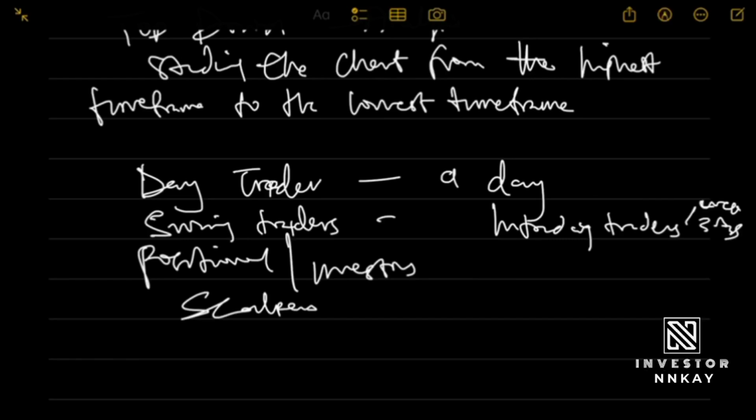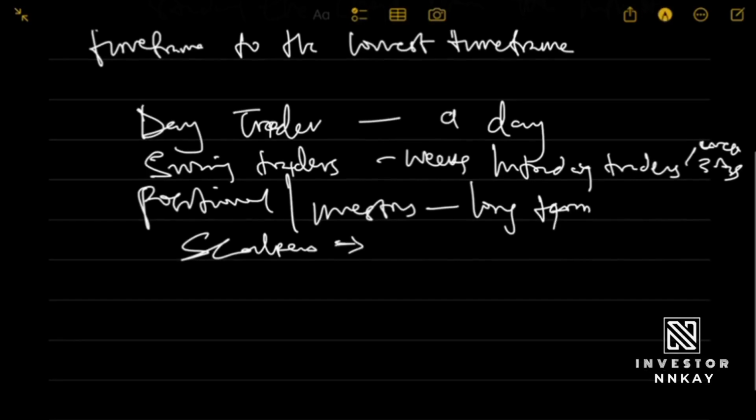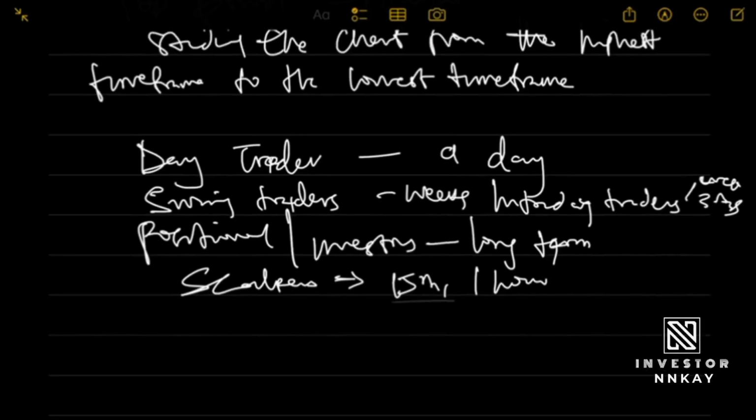Then swing traders hold trades for weeks. Then positional traders are investors. These ones are in for the long term. Then we have scalpers. Scalpers are those who trade 15 minutes, they are out. 1 hour, they are out. Nothing really concerns these ones with lots and lots of time spent on the chart.